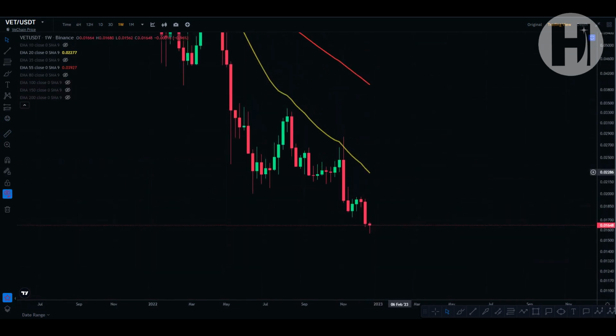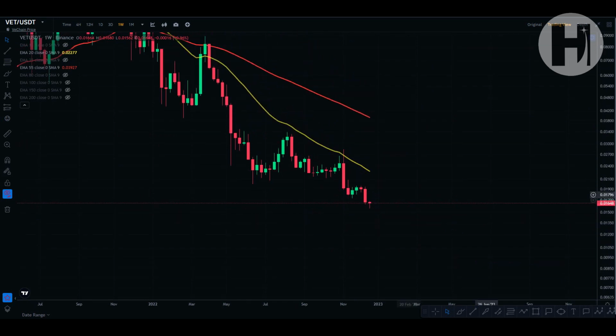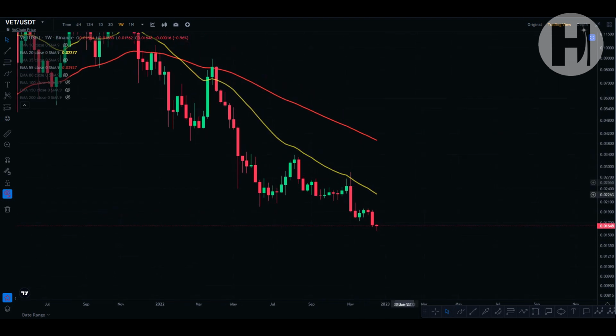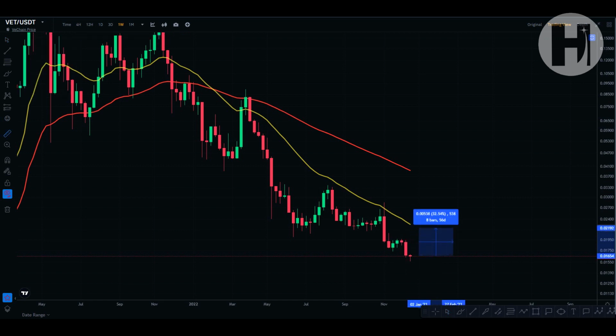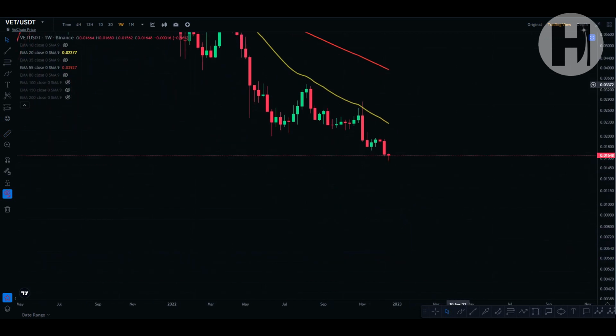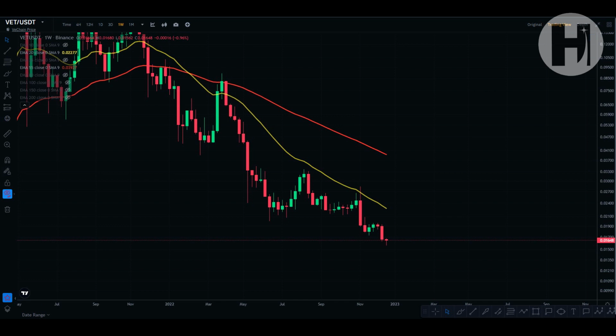However, I do want to say that we're very overextended from the 20 EMA, and when that happens, you typically see a relief rally, just like the one we saw in August, like the one we saw from September into October and November, and potentially we're going to see something similar in January, where we run into the 20 EMA, which from where we are right now would be around a 40% move to the upside, which is pretty good in my opinion.